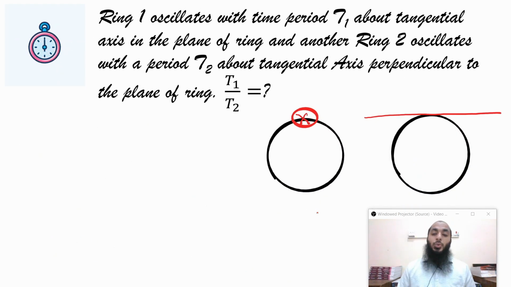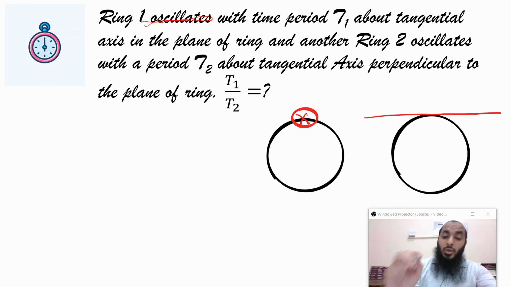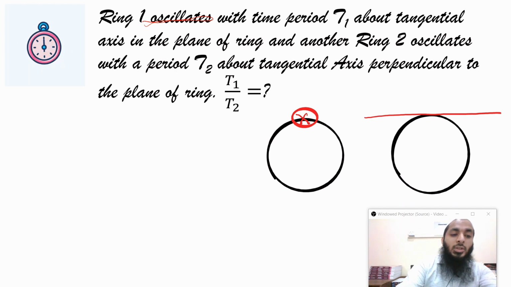Now next question. This was based on system of particles and rotational motion. They have combined it with the oscillation also. So you have two rings. Actually, if you note it down, this is from compound pendulum.